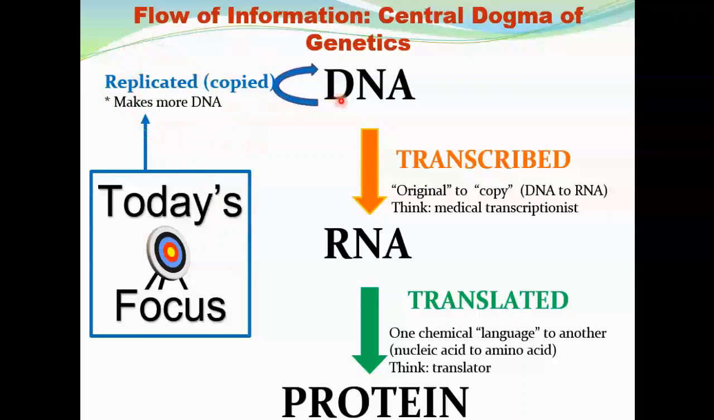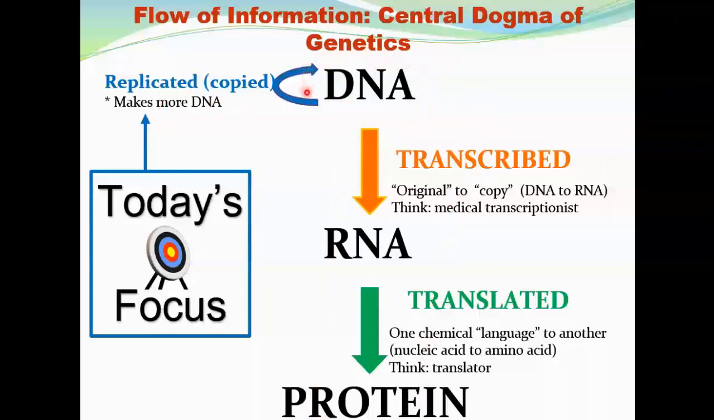Before you can divide as a cell, you have to make sure you have enough of everything to have an even number. So if you remember from the cell cycle, the S phase of the interphase portion of cell division is where S for synthesis, another word for synthesis is replication or copying, is what we're focusing on, how that happens.